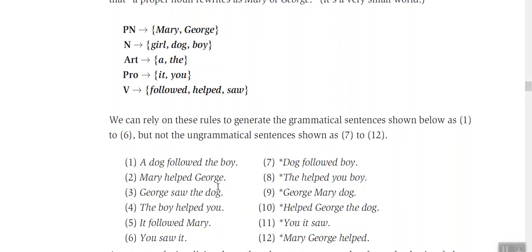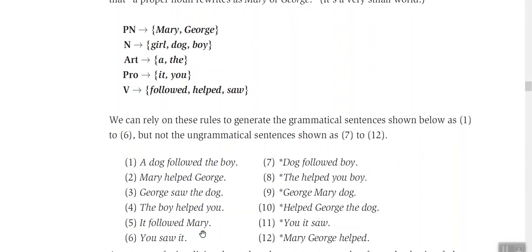Mary helped George. You cannot say they help you boy. You see, George saw the dog. You see, George, proper noun. So verb, the dog, see, complete noun phrase. The boy helped you. But you cannot say George married dog. George married. No. Where is the verb here? Okay, no verb. But here, the boy helped you. So okay. Helped, at the beginning, we don't have helped. This is lexical verb. George, the dog.